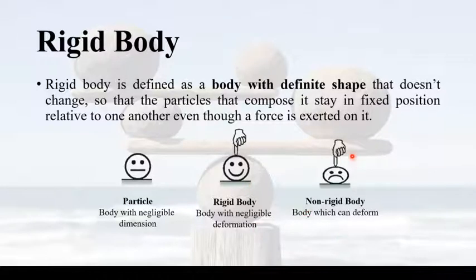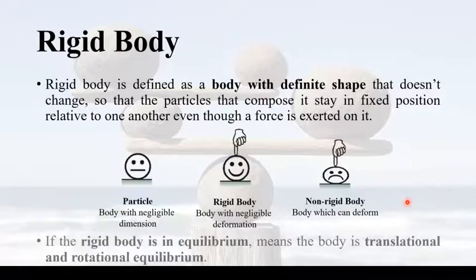And then non-rigid body, basically you can deform it easily, especially such as a liquid, gas, all those. Okay, we call it non-rigid body because it can be deformed easily. So if a body is in equilibrium, now we want to proceed to our main course, equilibrium. When you have the term equilibrium, it means that the body is in both translational and rotational equilibrium. So it is in equilibrium in terms of linear motion, and also in terms of rotational motion.